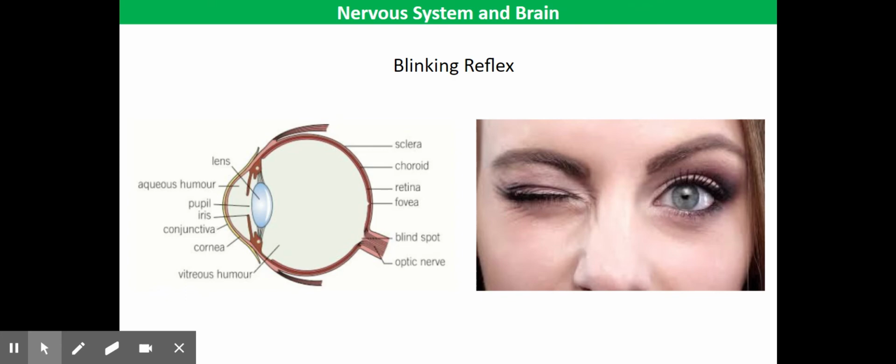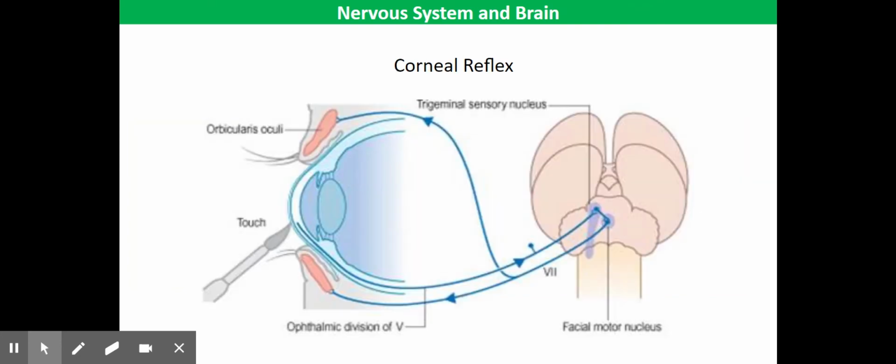It might be caused by sudden bright light, in which case it'd be an example of an optical reflex. It could be as a result of really loud sounds or sudden movements really close to the eye. So here we have on the slide now a corneal reflex, a type of blinking reflex.